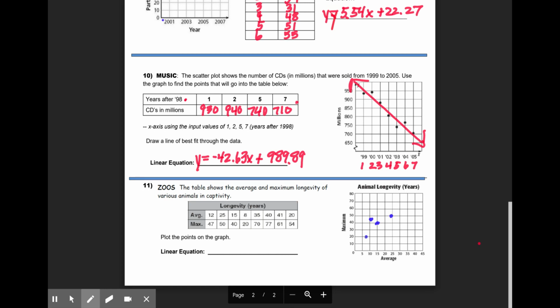35, 70, 35 and up 70 is right there. 40, 77, so right 40 and up 77. And 41, 61, right 41 up 61 is about right there. And then 20, 54, right 20 up 54 is about right there.